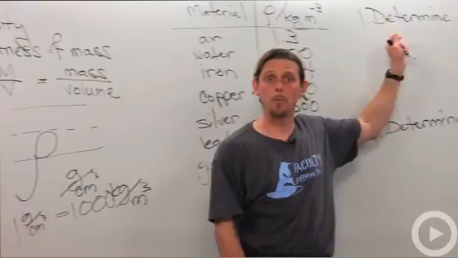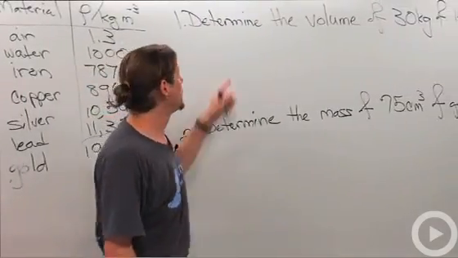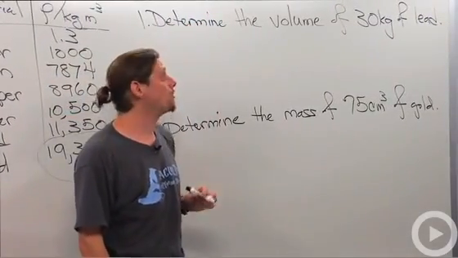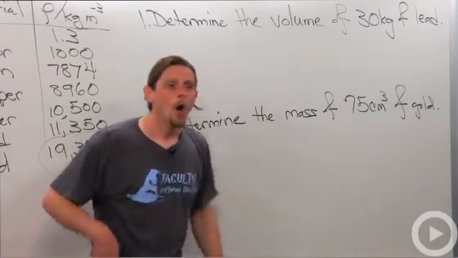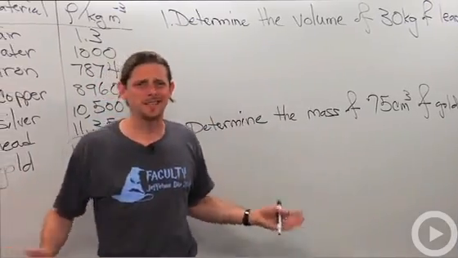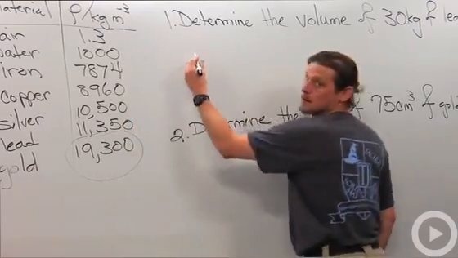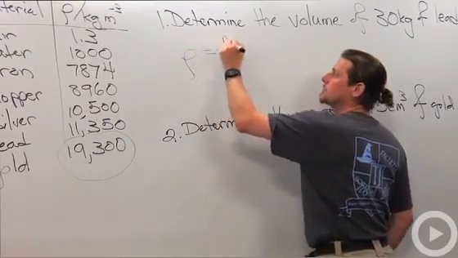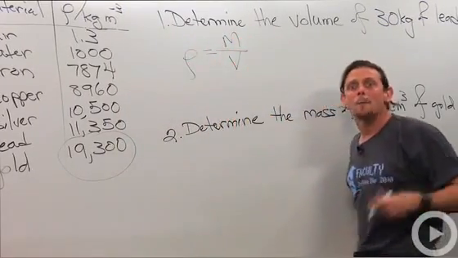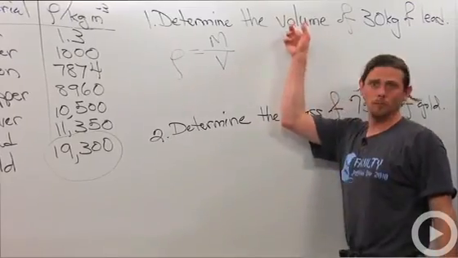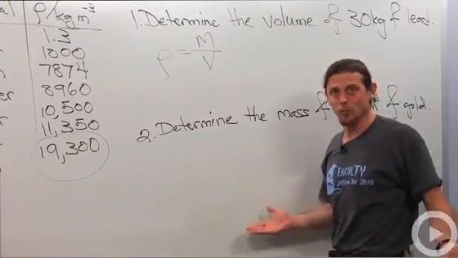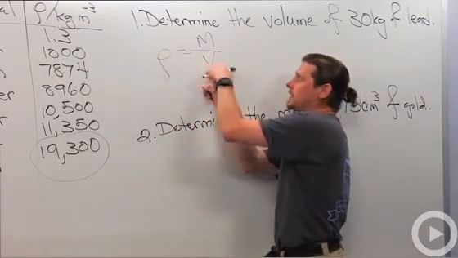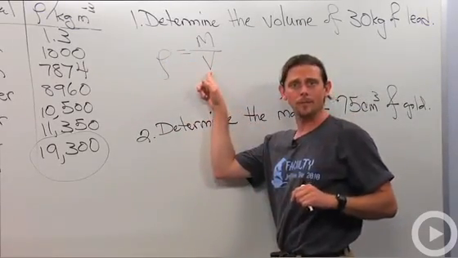All right, so let's do some sample problems. Our first sample problem is determine the volume of 30 kilograms of lead. All right. Well, I've got an equation for density. It's density equals mass over volume. But that doesn't tell me the volume. It tells me the density. So if I want to determine the volume, then what I'll need to do is solve this equation for V.